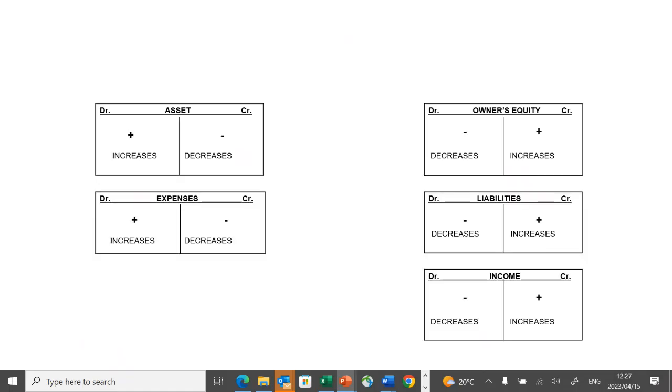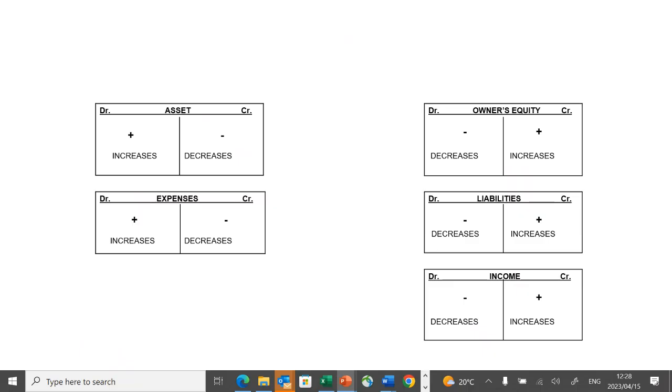But then on this next slide, I just break it down. This will never change. It hasn't changed for so many years. It will always be like this. Assets increase on which side? On the debit side. They reduce on the credit side. Expenses increase on the debit side. They reduce on the credit side. Equity increases on the credit side, reduces on the debit side. Liabilities increase on the credit side, reduce on the debit side. Income increases on the credit side, reduces on the debit side. So it has been like this.